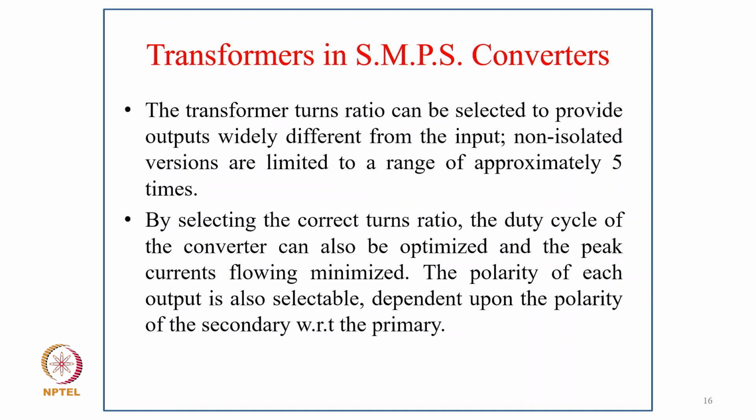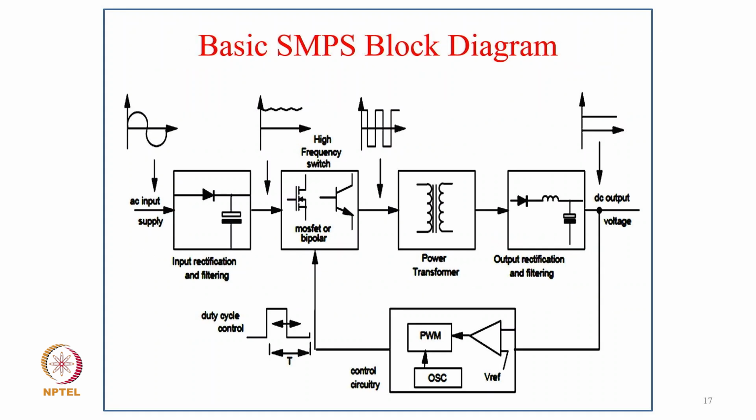The transformer turns ratio can be selected to provide output widely different from the input. Non-isolated versions are limited to a range of approximately 5 times. So by selecting the correct turns ratio, the duty cycle of the converter can also be optimized, and the peak currents flowing are minimized. The polarity of each output is also selectable depending upon the polarity of the secondary with respect to the primary winding.